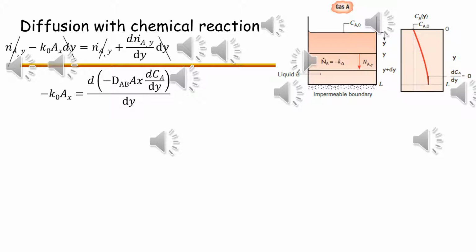In the equation, N dot A can be substituted for Fick's law. The cross-sectional areas cancel out, while the diffusivity can be taken out of the differential, as it is constant. The resulting equation is known as the mass diffusion equation, which can be integrated twice to give the concentration profile.